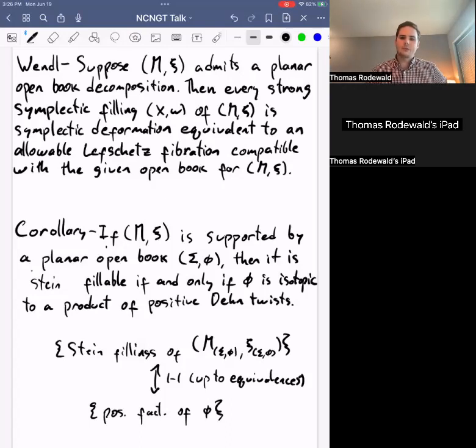Okay, and so that right there is where we'll end the big picture, and we'll be using that result that I just stated to classify Stein fillings of universally tight contact structures on L(p,q).